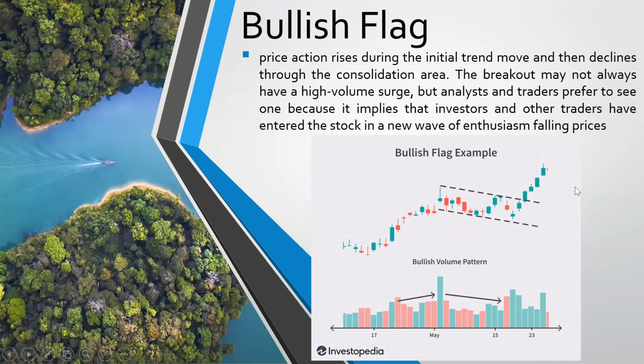but most of the traders prefer to see it, because it tends to imply that other traders have entered the stock, and then you can see enthusiasm in falling prices. So if you were to look at it, it rises. Basically, this is the pole. This consolidation area is the flag. The breakout generally might not have a high volume surge, as you can see here.